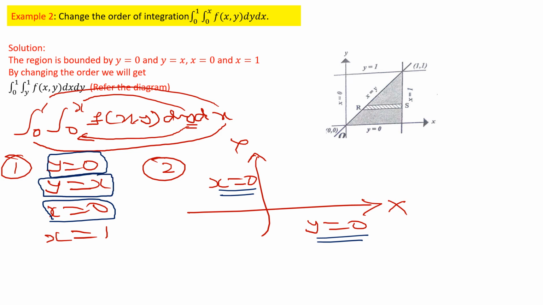What is y equal to x? This is nothing but a straight line passing through the origin like this. So this is my y equal to x. And then finally we have x equal to 1. What is x equal to 1? Draw a line perpendicular to the x-axis like this, I'm sorry, not parallel. So this is my x equal to 1. Now this is my bounded region.